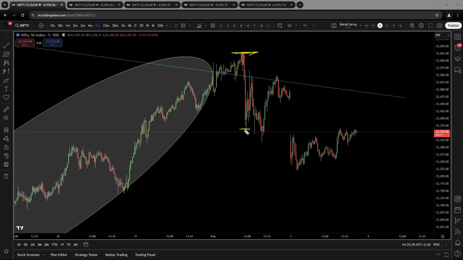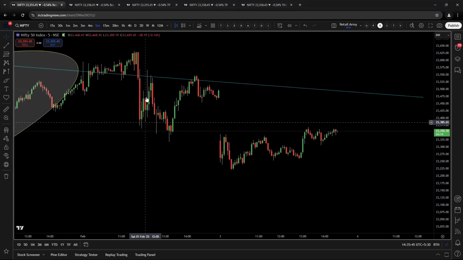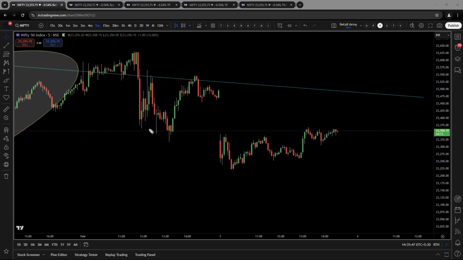Market had a sharp fall, correct? After that sharp fall, if you see, there was a very volatile session. After that, it goes up, comes down, and makes a three-wave pattern here, right?